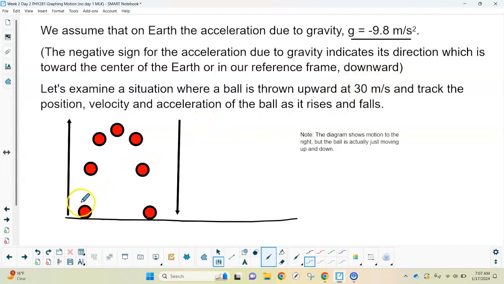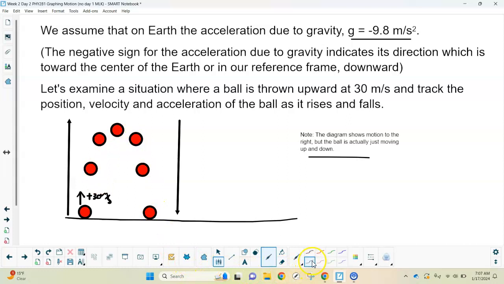So let's say we take a situation where I throw this ball upward at positive 30 meters per second. I want you to think about what's going to happen to that velocity as the ball rises and as the ball falls. Just a note, I showed the ball moving horizontally across. I'm just throwing it vertically upward, but in order for the balls not to overlap, I had it move to the right so we could tell.